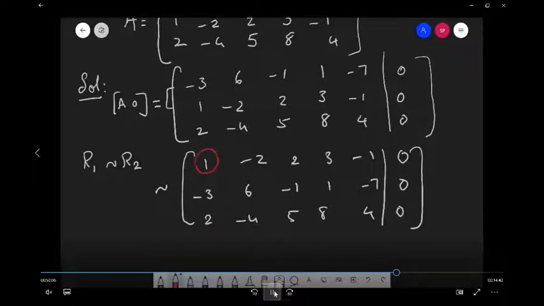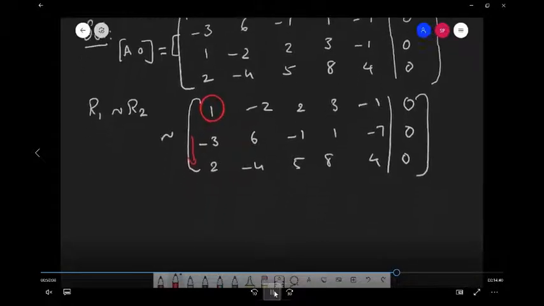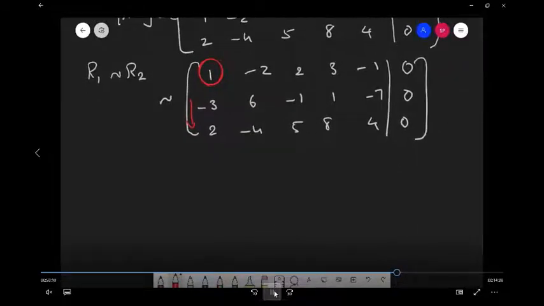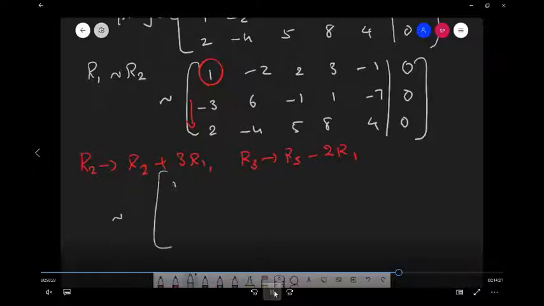Now let us mark the pivot element, that is 1, and we have to change minus 3 to 0. So for R2, what is the transformation I apply? R2 plus 3R1. And for R3, R3 minus 2R1. So this matrix is transformed to 1, minus 2, 2, 3, minus 1, 0. First row there is no change. We are not changing the first row.